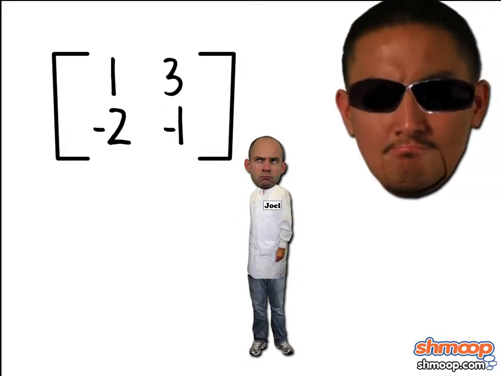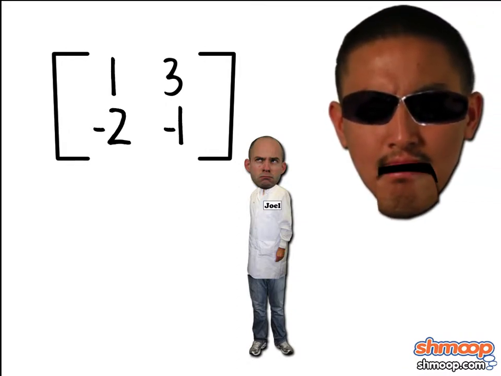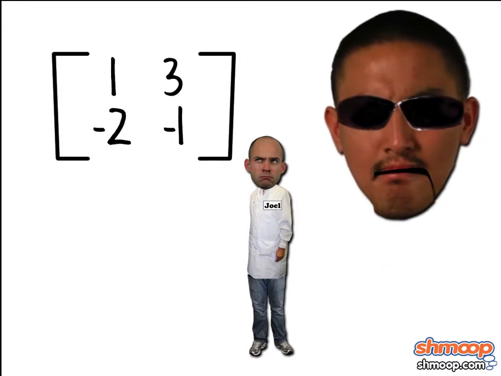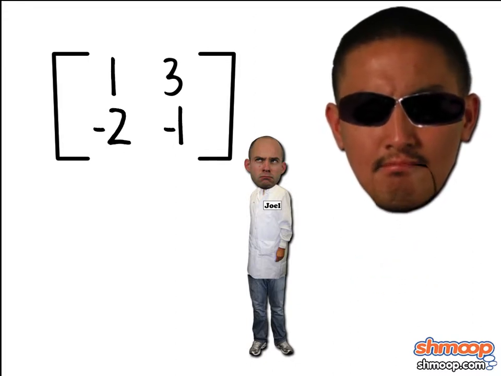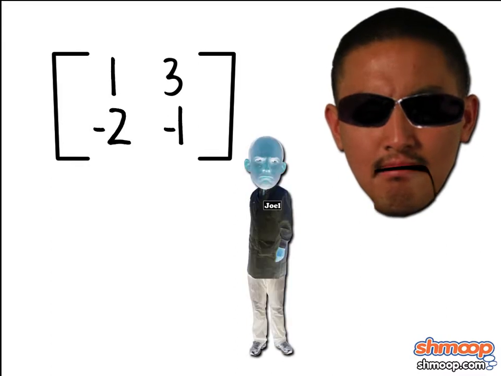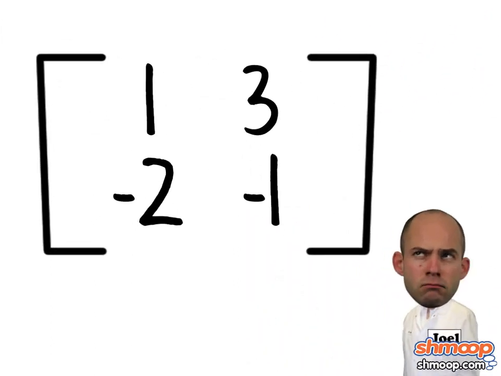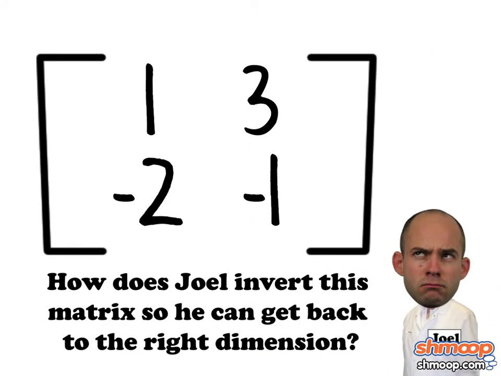Suddenly, Joel, if you stay here too long, the hole in the space-time continuum will close, trapping you here forever. The only way to escape this matrix is to invert it. Once the matrix is inverted, you will fall back into your own dimension. Gotcha. How does Joel invert this matrix so he can get back to the right dimension?